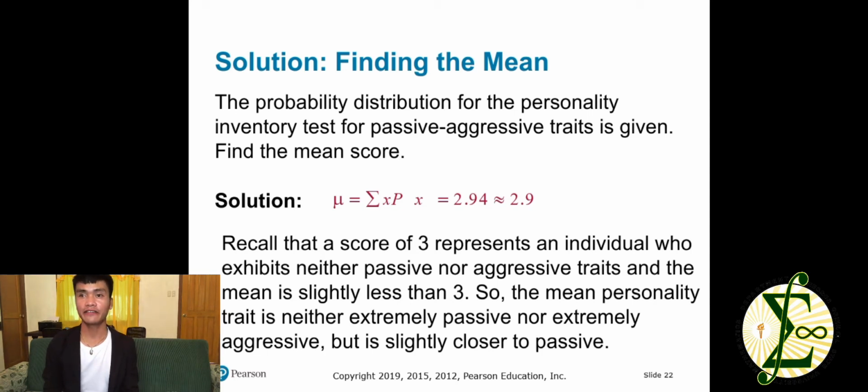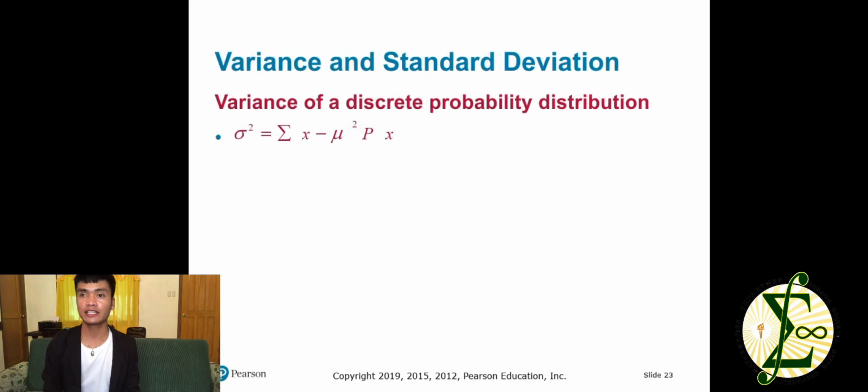Variance and standard deviation of the discrete probability distribution. The variance and standard deviation of the discrete probability distribution may be interpreted as the measures of variability of the values assumed by the random variable in repeated trials of the experiment.